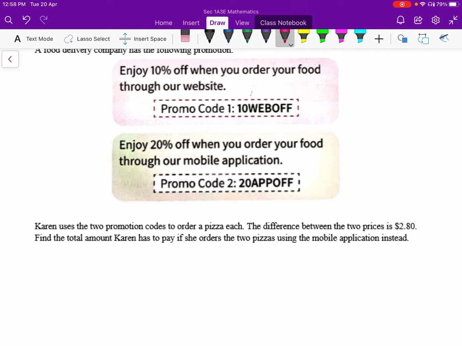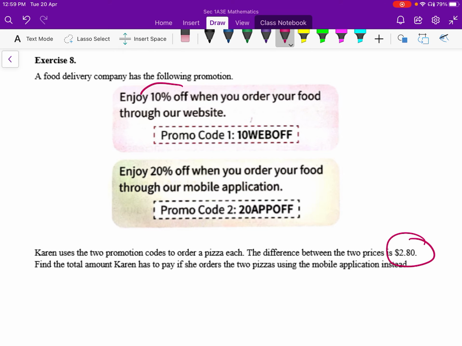Okay, so now, how do we go about using this piece of information? She ordered a pizza under each promotion. After the 10% off from the first one, there is a certain amount she has to pay. After the 20% off, she needs to pay another amount. And the difference between that is $2.80. So how do we go about answering this question? Algebra. Let's use algebra instead of working backwards with our mind.